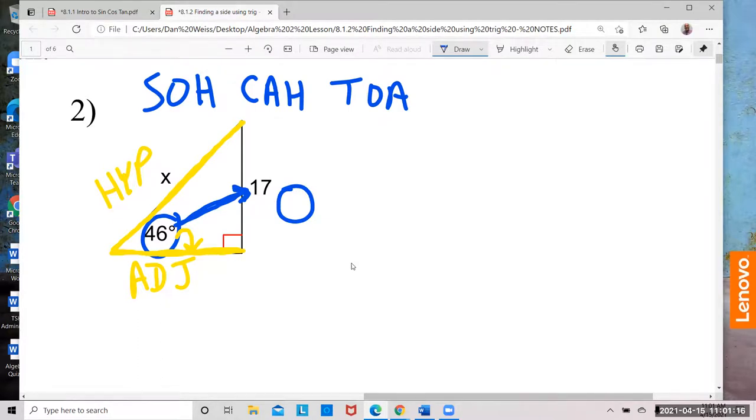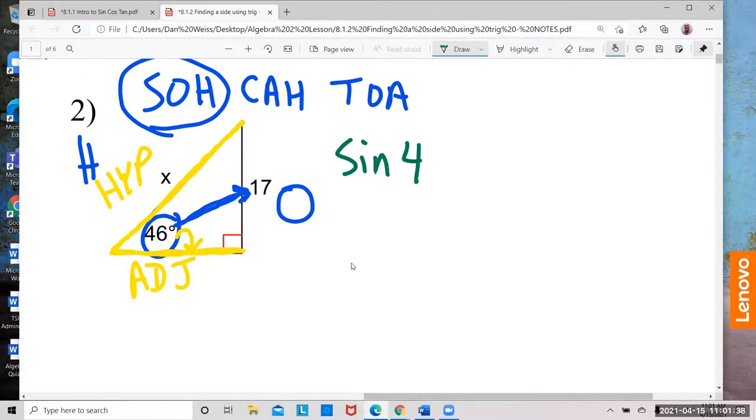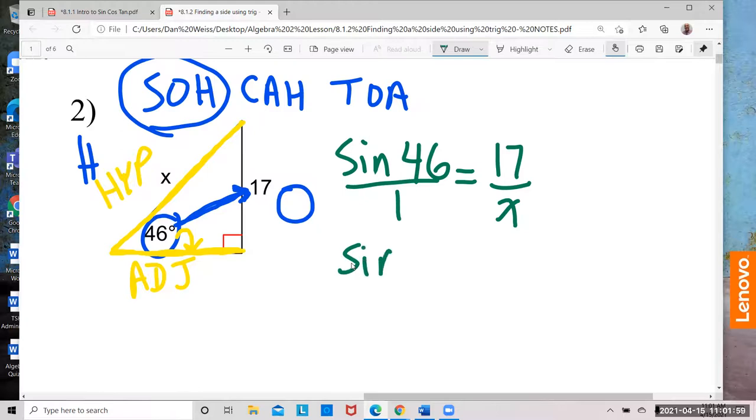Okay. And X is what again? Hypotenuse. So we have O, we have H, which means once again, we're using this guy, right? Sine 46 equals 17 over X, right? Because we're doing opposite over hypotenuse, right? So putting this over one, this time sine 46x equals 17, right? Yeah.